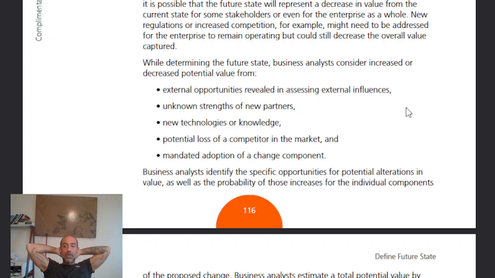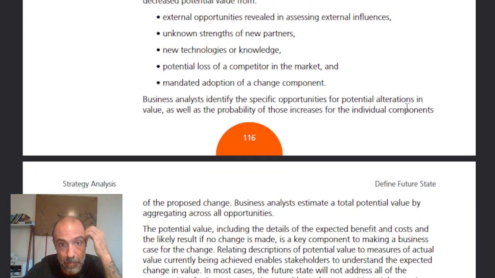Unknown strengths of new partners, because ultimately we realize how weak we are in comparison. New technologies or knowledge: once you find new technologies, you see how what you're doing maybe is not really aligned in a way that's efficient and effective. Potential loss of a competitor in the market could be positive or could tell us a lot about how we might fail. Mandated adoption of a change component is something that probably stakeholders insist upon. That might actually lead to a low value.